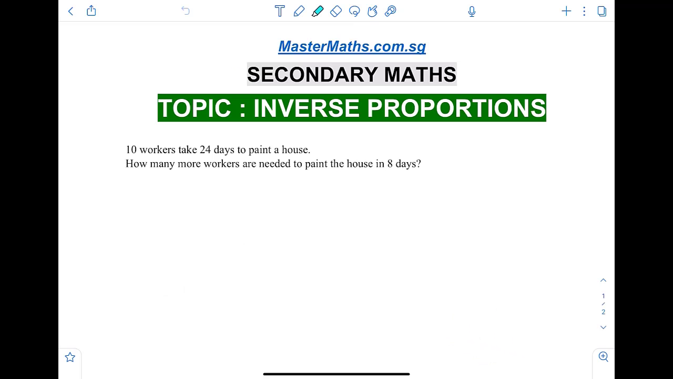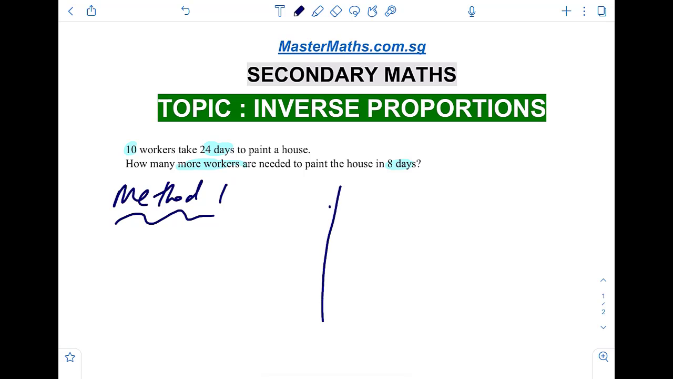10 workers take 24 days to paint the house. How many more workers are needed to paint the house in just 8 days? Alright. Now, to do this, there are two methods, and I'm going to teach you both the methods. Okay? So, method 1, method 2.